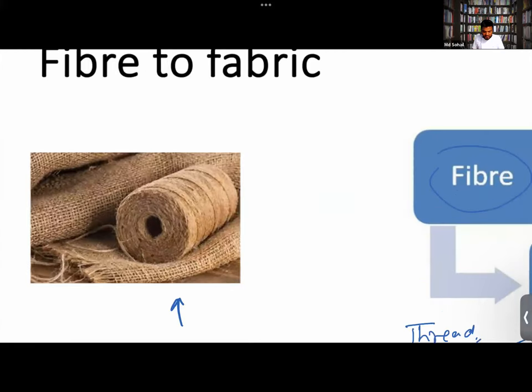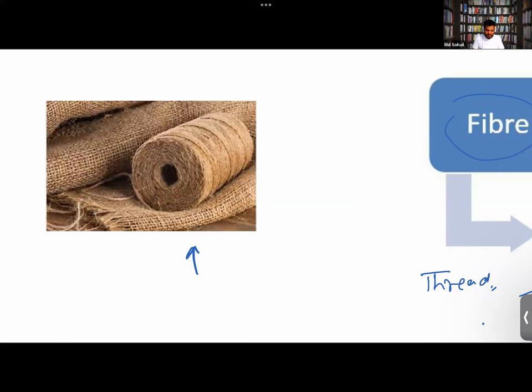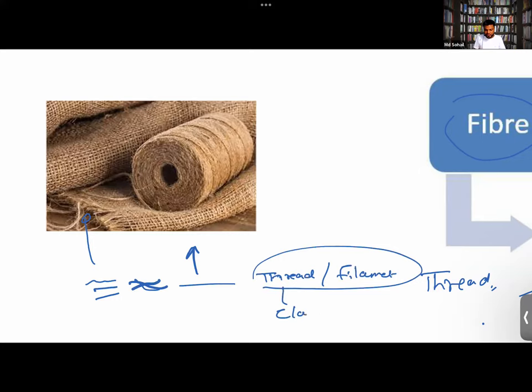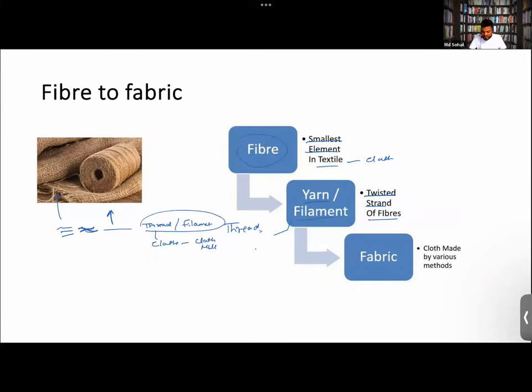If I were to zoom in here, you can see very tiny strands of fiber. So you take that tiny strand of fiber, you twist them and roll them, and you get a piece of thread, or you can also call it a filament. Then this filament or thread is used to make clothes in a cloth mill. That is basically the gist of the chapter which we are going to study. We will be looking at the types of fibers, its sources, and the processes it goes through.